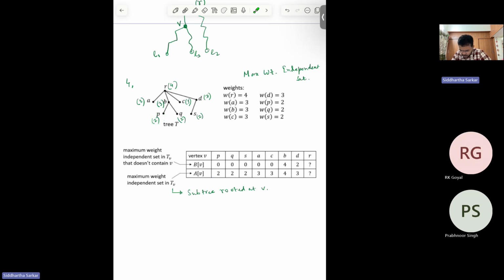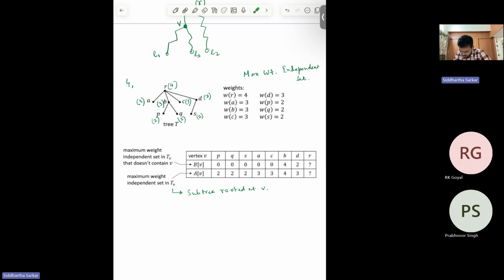So let's look at an internal node. This is B. What is the maximum weight independent set for the subtree rooted at B? We can see that if we take B, then we get weight 3. Otherwise, we can take P and Q, and we get weight 4. So 4 is better. So that's why it's 4. That is the definition of A.